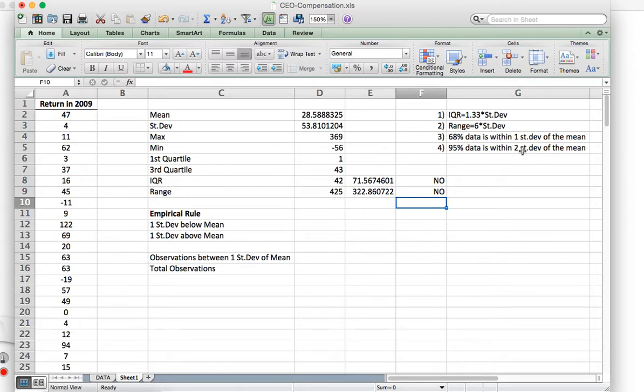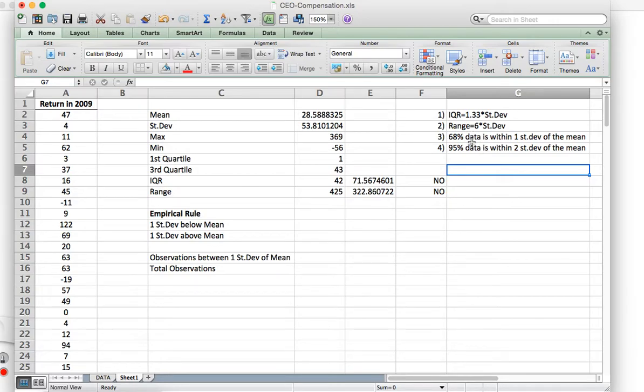But we can check further by using the empirical rule, according to which 68.3% of the data will lie within plus minus one standard deviation of the mean. I don't put it because I didn't have a plus minus symbol here in Excel. And 95.5% of the data should lie within 2 standard deviations of the mean, so I just say 95% approximately. So let's test for this now.